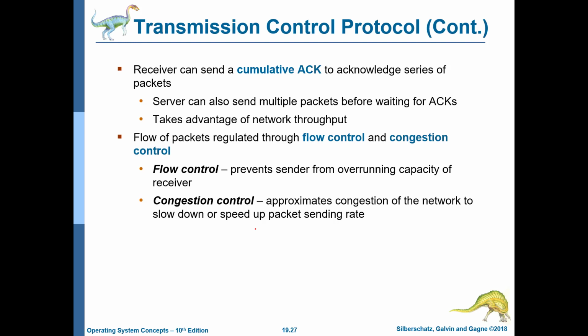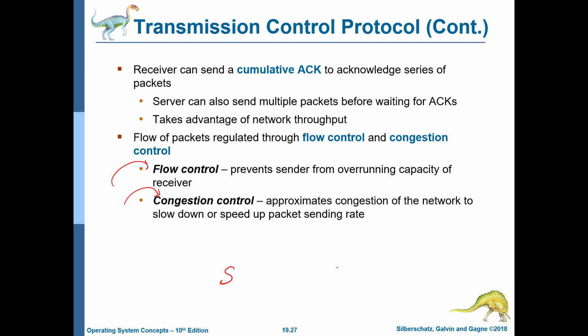Of course, as we have been hinting for quite some time, there are two very critical aspects of TCP, which are flow control and congestion control. Flow control basically means that it prevents the sender from overrunning the capacity of the receiver, or let's say overrunning the capacity of the network.